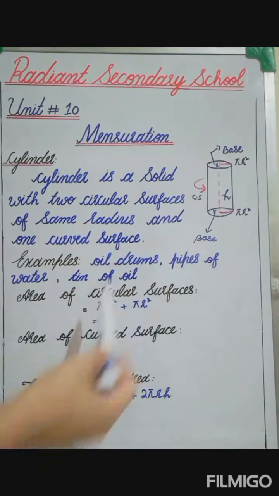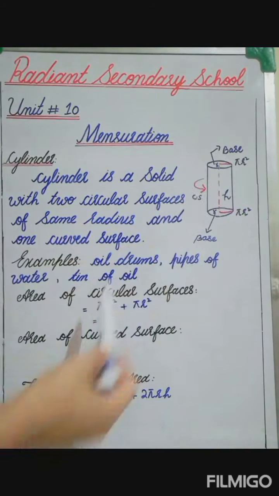Okay students, now let's start exercise number 10.5. Question number 1 is: complete the following table where radius and height of a cylinder are given. In part number 1, radius and height are given. Radius is 21 cm and height is 50 cm. So now we have to find out area of curved surface and area of circular surfaces and total surface area of cylinder.